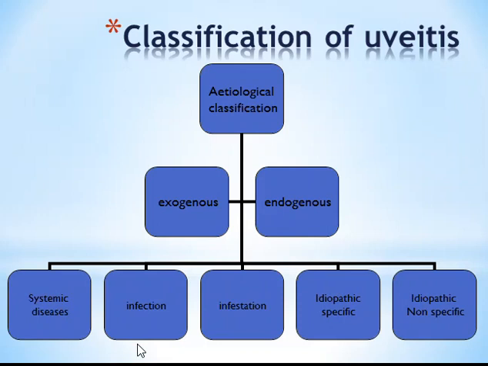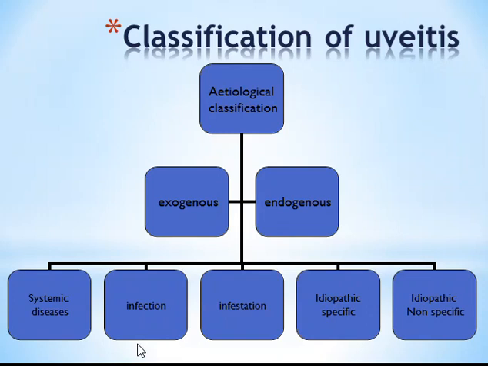The third classification is according to the etiology, and we classify uveitis etiologically as maybe idiopathic, which is the most common, or secondary to systemic disease, such as spondyloarthropathies, inflammatory bowel disease, such as ulcerative colitis, Crohn's disease, or secondary to renal disease, which is called nephritis, or secondary to non-infectious disease, such as Behçet's disease, or sarcoidosis, or secondary to diabetes.